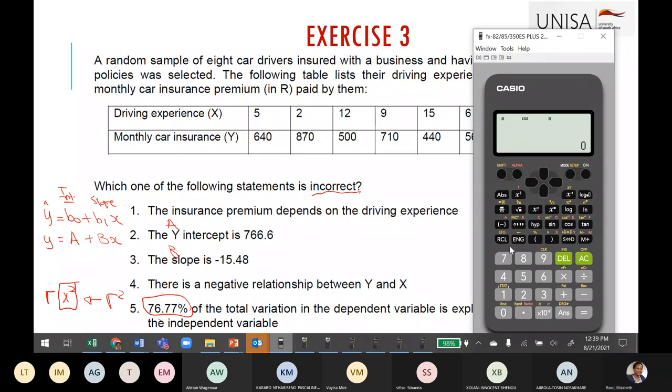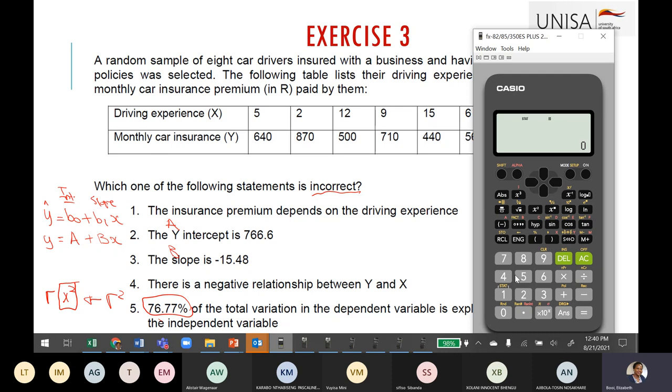Shift, stat, and I go to rec, which is 5. And I'm looking for Y intercept, which is 1. And I press equal. Therefore, my Y intercept is correct. Done. I'm looking for the incorrect one.